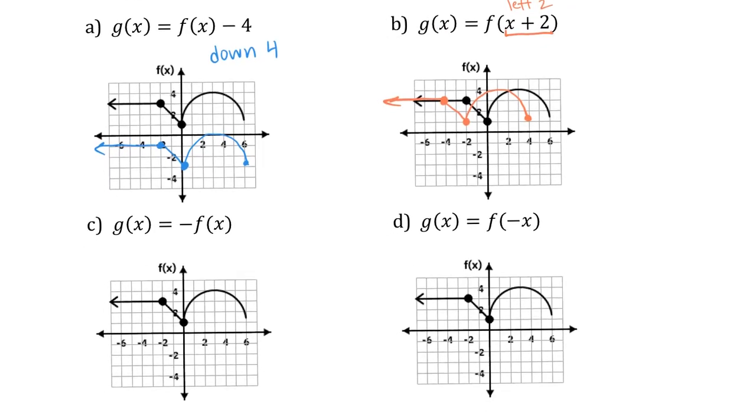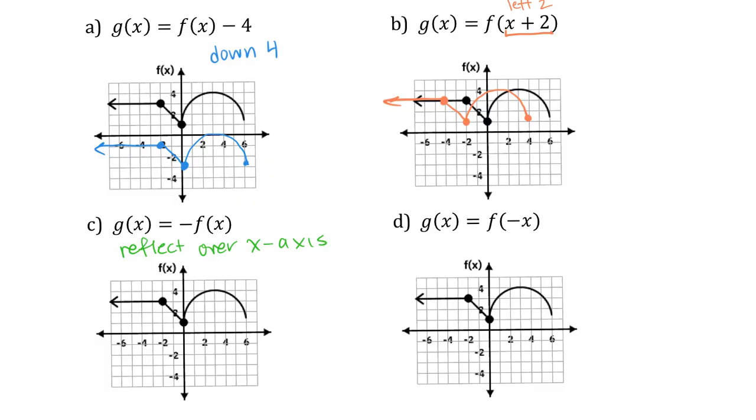Okay, now let's look at C. Okay, what's the difference? It has a negative in the front. If it's in the front, it's changing the y values. If it's changing the y values, they're going from positive to negative. So that's going to reflect over the x-axis. Okay, what does that mean?